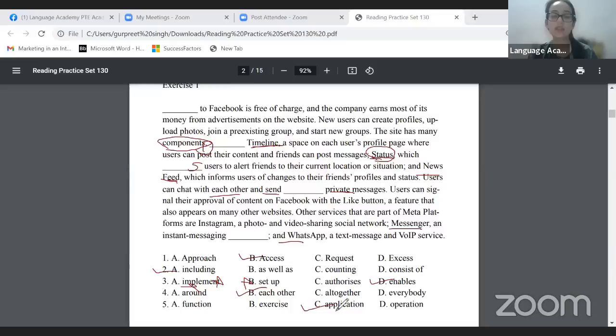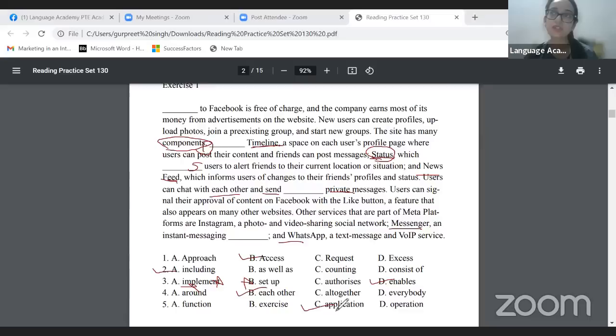So when we give examples, we use such as, including. We can also use consisting of, but we cannot use consist of with a comma. For using consist of, we need a plural noun before that. For example, we can say there are many applications consisting of 1, 2, and 3.